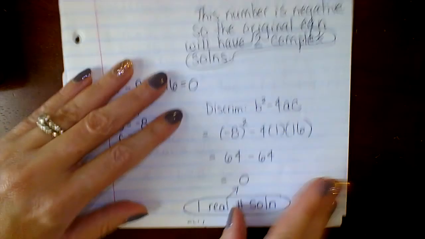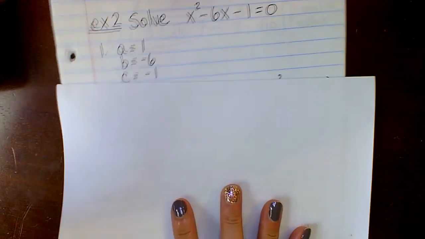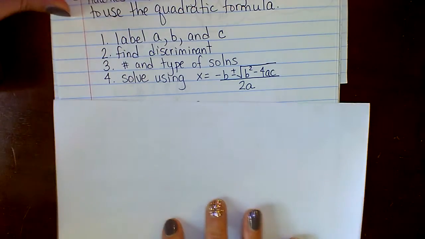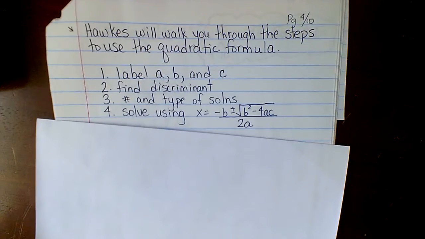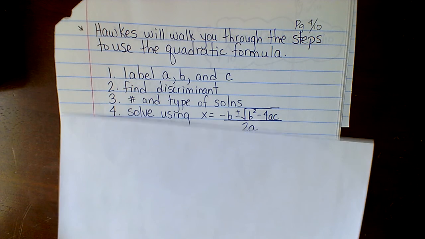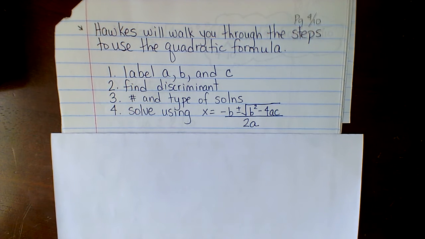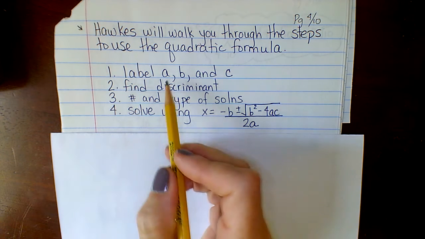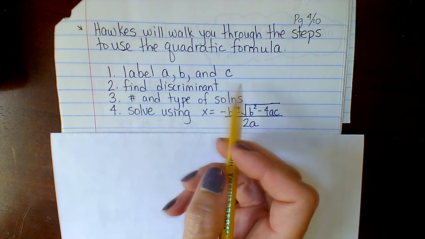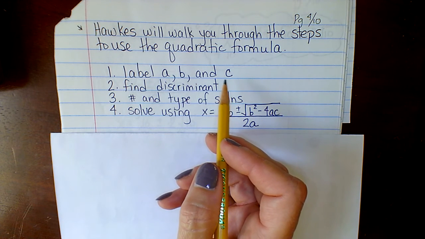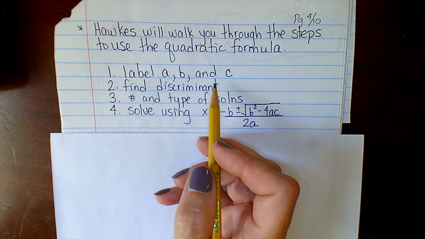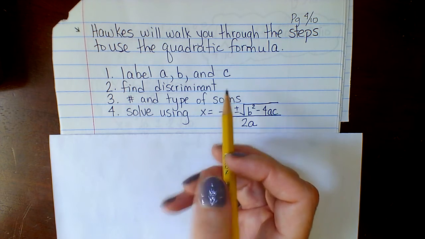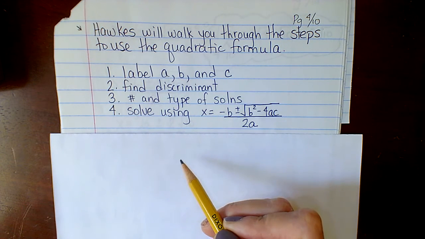All right, so let's actually use the quadratic formula. Now what Hawks is going to do, it's going to walk you through these, so that you don't make any mistakes along the way. And if you do, you can fix those. Because like first thing, label A, B, and C. If you label A, B, and C incorrectly, you miss a sign or something, that's going to throw the whole thing off. So Hawks is going to kind of walk you through this, right?